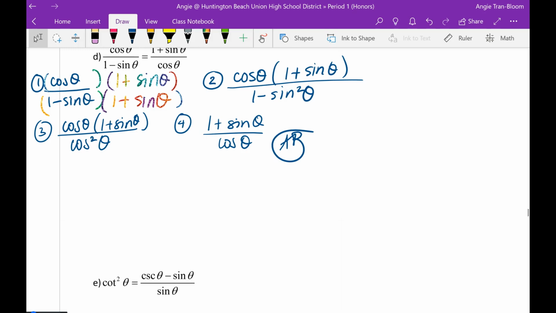What side might you want to pick on this one? The left side? I'm just kidding.